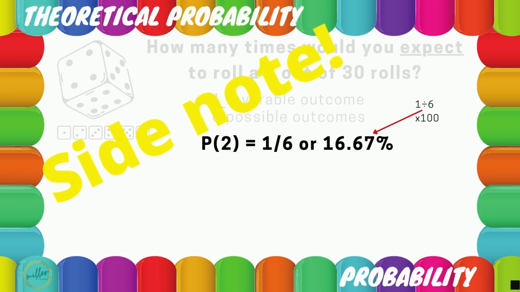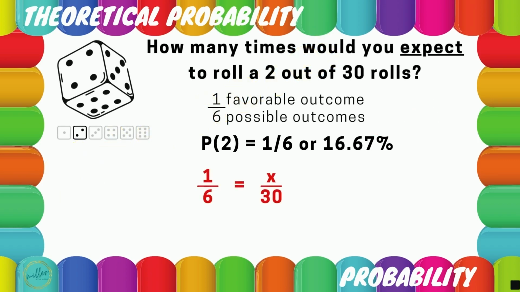Now be careful, that 16.67% might be a little deceiving. We do not get that by just changing the fraction bar to a decimal. That is 1 divided by 6. Try it in your calculator, 1 divided by 6. But then you have to move it, times by 100.